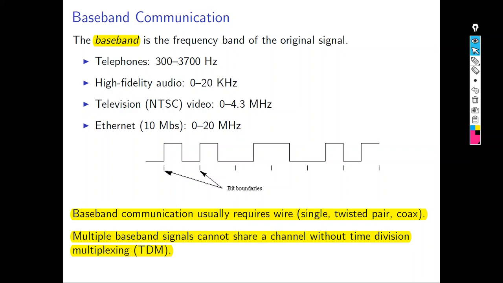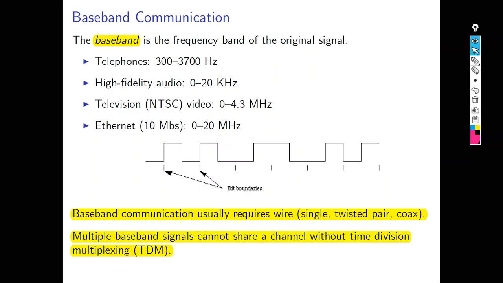So now, returning back to baseband communication. The definition of baseband is the frequency band of the original signal before modulation. I'm talking about the signal itself, the message or the data signal before you modulate it. It has certain frequencies, a certain bandwidth.